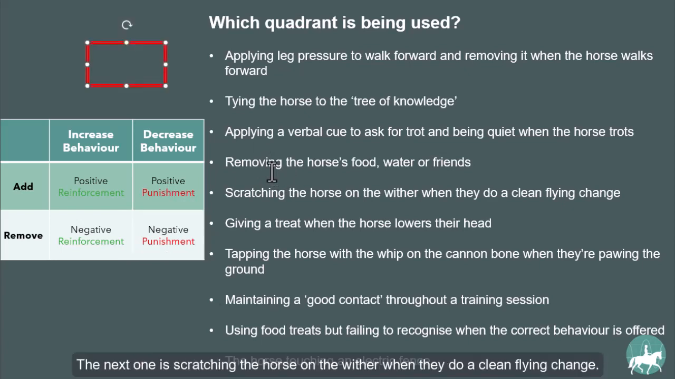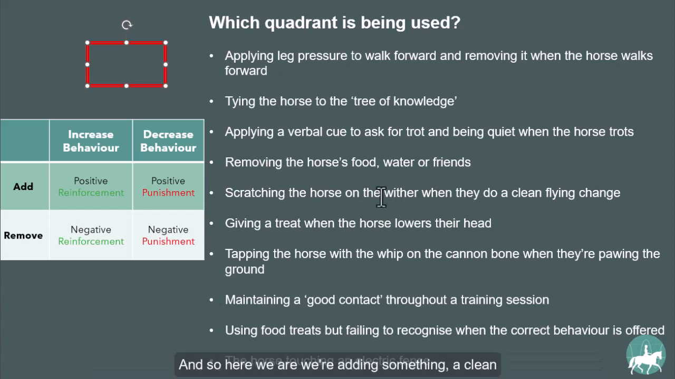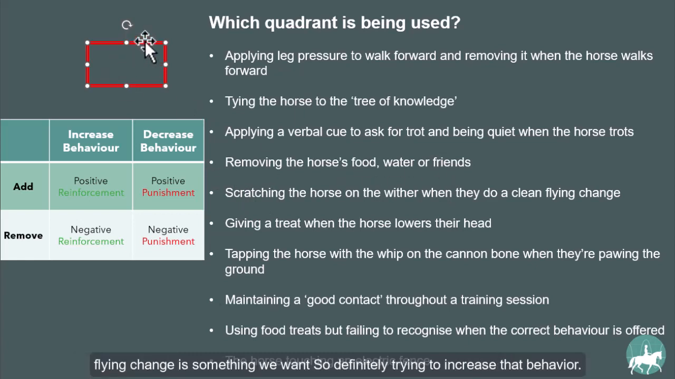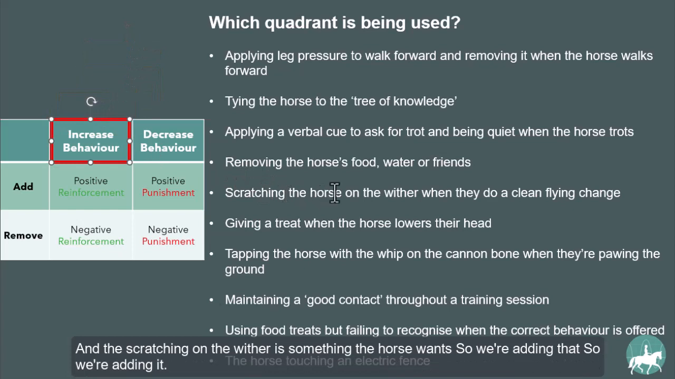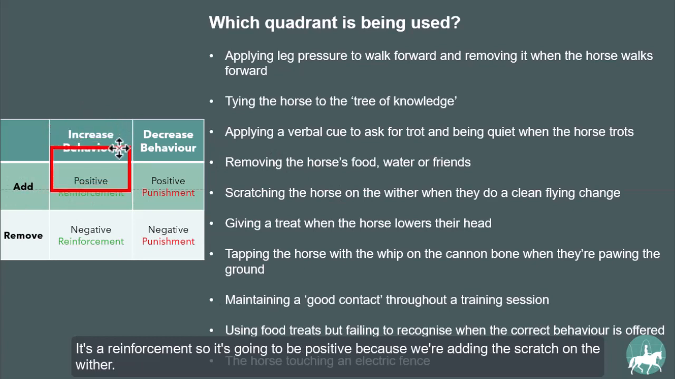The next one is scratching the horse on the wither when they do a clean flying change. And so here we are, we're adding something. A clean flying change is something we want, so definitely trying to increase that behavior. And the scratching on the wither is something the horse wants. So we're adding it. It's a reinforcement. So it's going to be positive because we're adding the scratch on the wither.